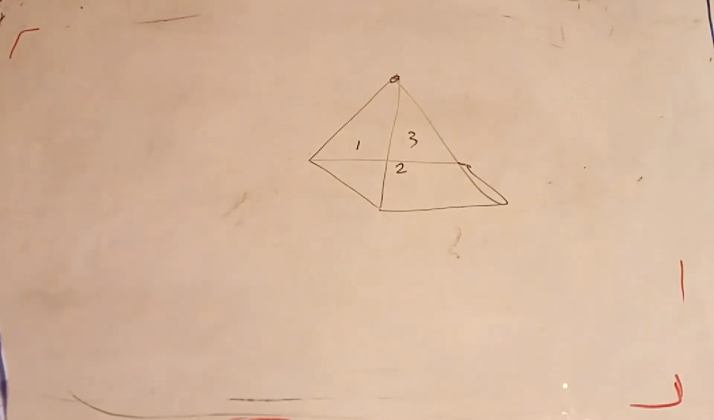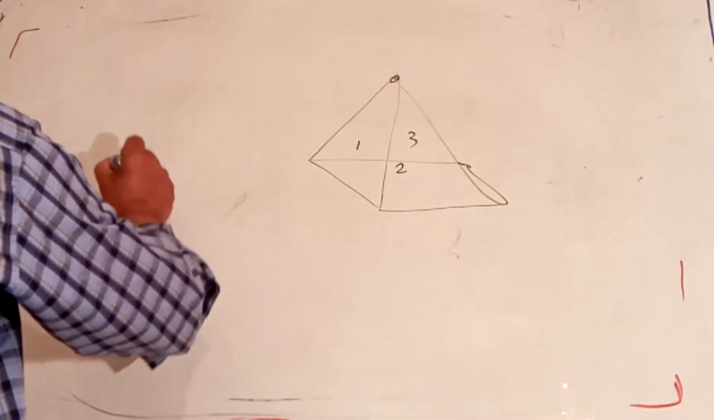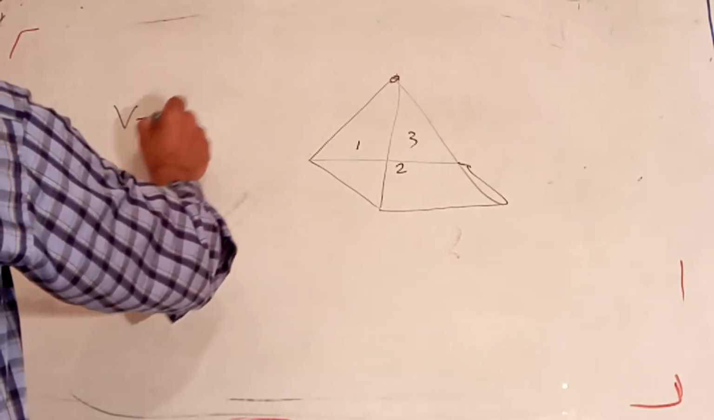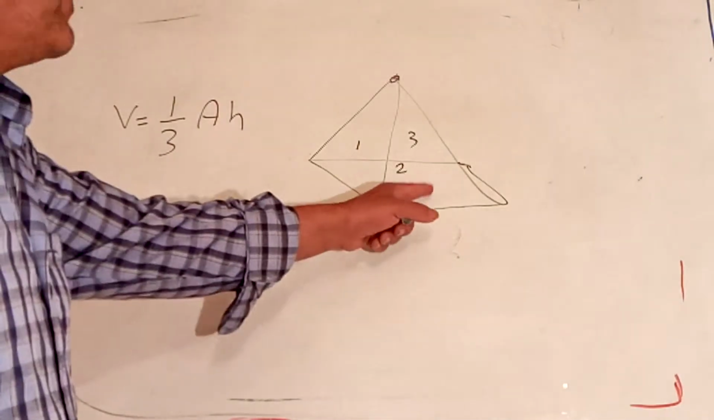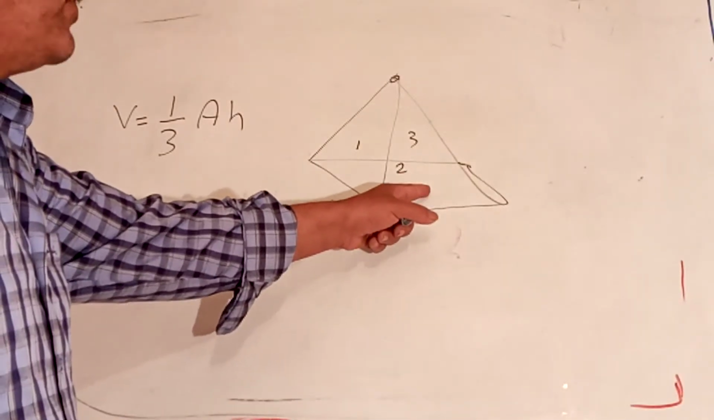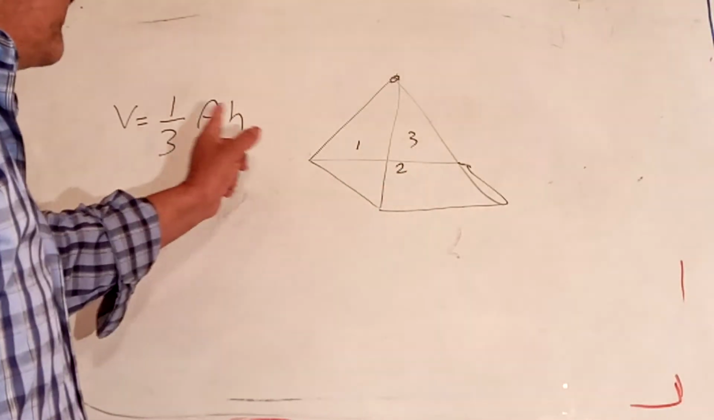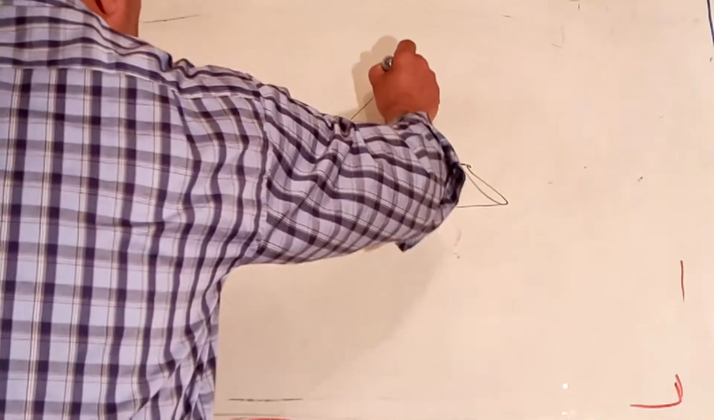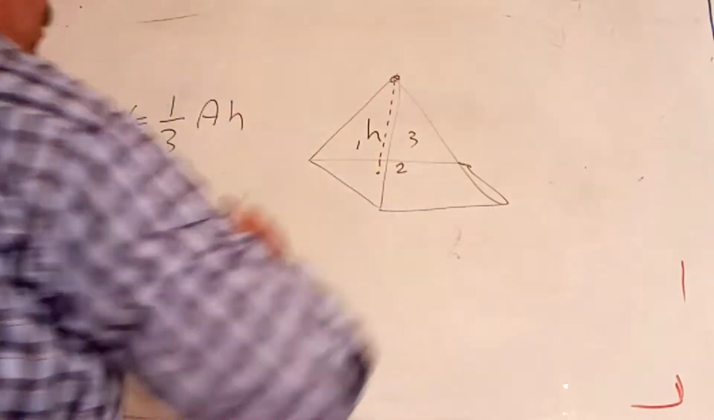And its volume V equals 1/3 AH, where A is the area of the base, either square or rectangular, multiplied by a third, and H is the height, from the vertex to the base. So this is H.